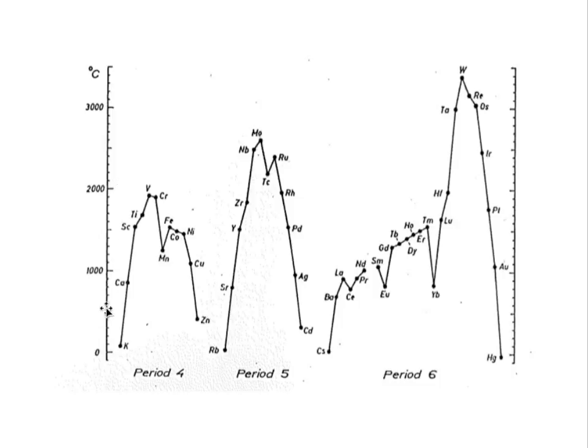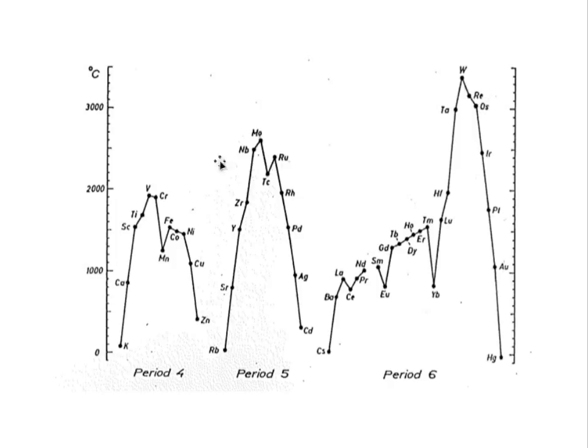We can see here that for elements in period 4, starting with potassium, which is group 1, calcium group 2, and so on, we see group 2, 3, 4, 5. Here we have vanadium, and chromium in group 6 has the highest melting points in this period. If you look at period 5, we see the same pattern. Group 1, 2, 3, 4, 5. So we see group 5, 6, 7, 8 are at the top here. And the same thing is for period 6. The groups 5, 6, 7, 8 have the highest melting points.